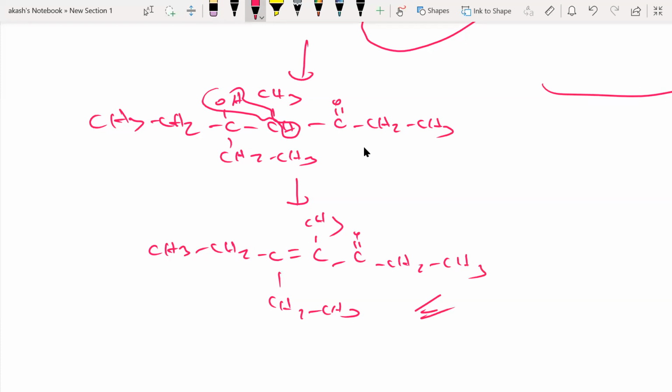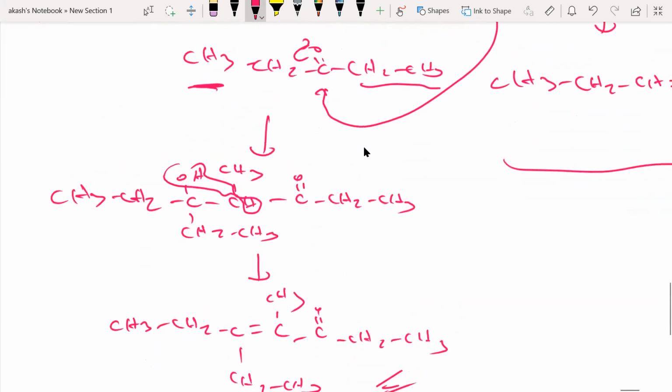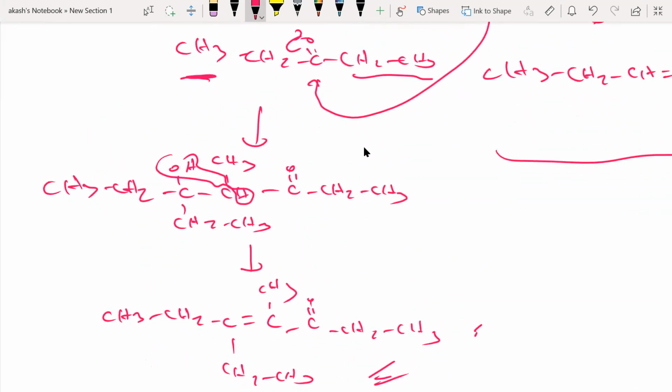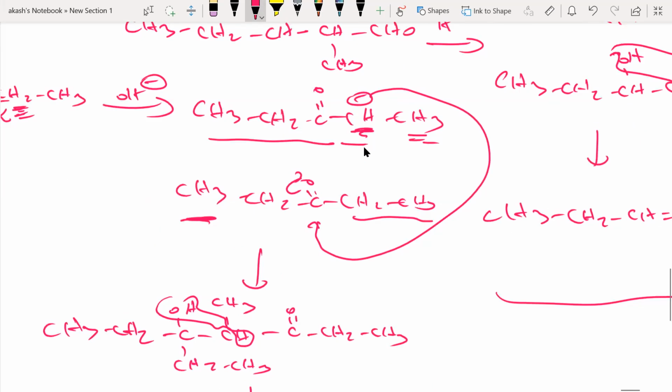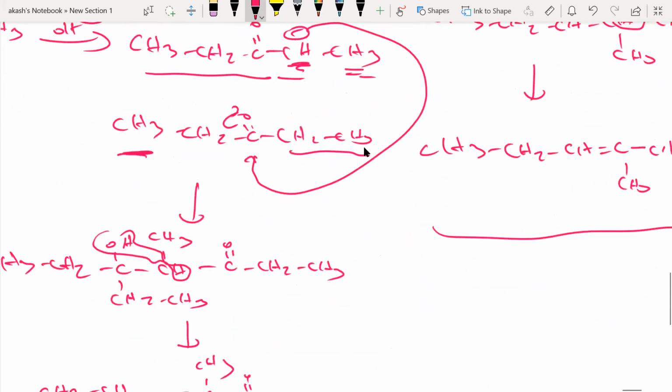It is better to write the structures in proper form like this. Even though the structures may be correct if you don't write them this way, it is better to write in the proper format, the way you normally represent them. So people, every time you don't have to go through the mechanism.